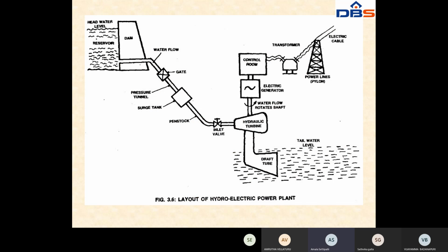See, this is the general layout of a hydroelectric power plant. First of all, the reservoir. Head means the water level. Here you can say it is the head water level. On the reservoir you can construct a dam. Through the dam, here you can place the penstock. See, this is the penstock. On this penstock, here you can place a surge tank, pressure tunnel, gate, water flow.